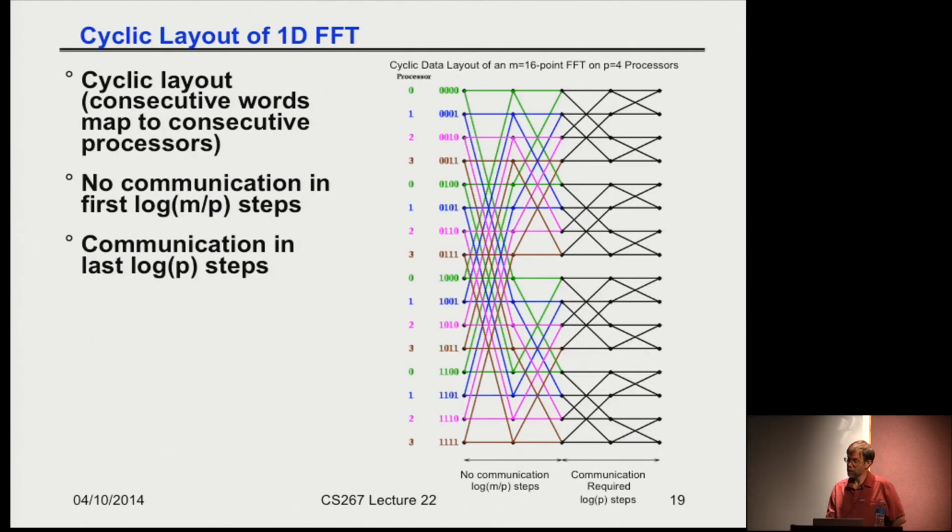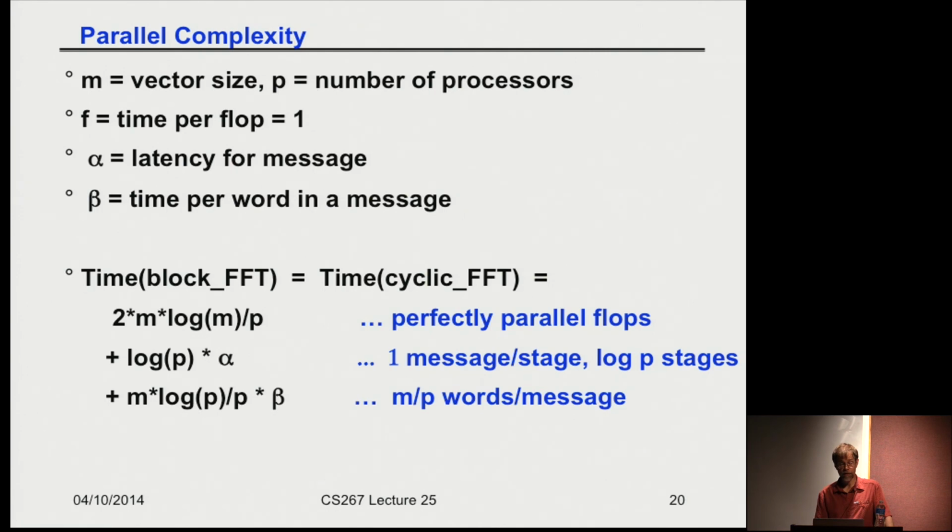What I'd like, of course, is the best of both worlds. But before I tell you how to get the best of both worlds, let me write down the complexity of what I just did, either one of those. I'll just write down a very simple model. How many flops, how many messages, how many words do I move for either of these 2 algorithms? This is going to be the model we usually use. So m is the vector size, p is the number of processors. I'll just let the time per flop be 1 for simplicity. Alpha is the time per message, beta is the time per word. And so both of these, it turns out, have exactly the same cost in this model.